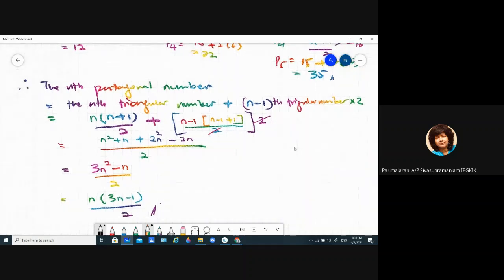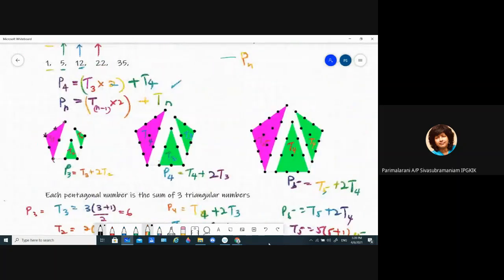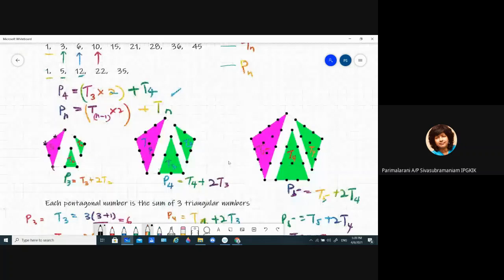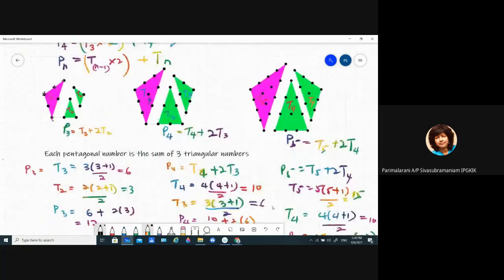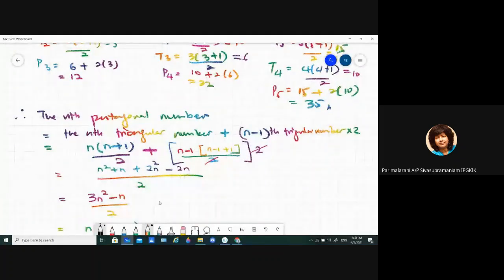We don't just memorize the formula. We need to know how to derive the formula. So to derive the formula, we need to see the relationship between triangular numbers and pentagonal numbers, and then from here we work out the formula. We will come out with this formula. So this is very important. You need to know exactly how to derive the formula. So is this okay? Everybody understand this? Any questions you want to ask?